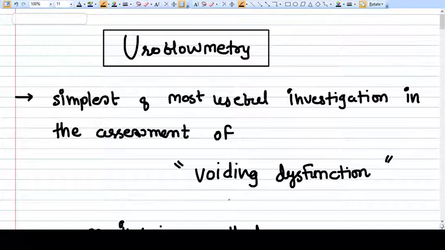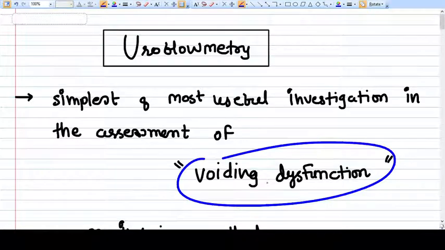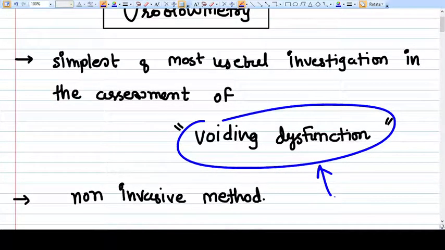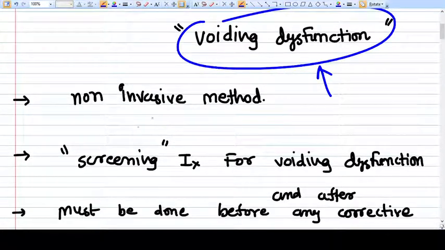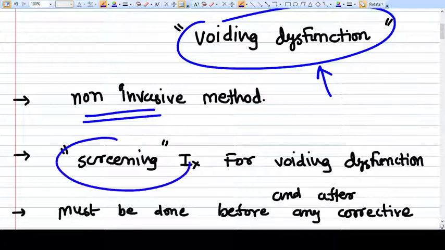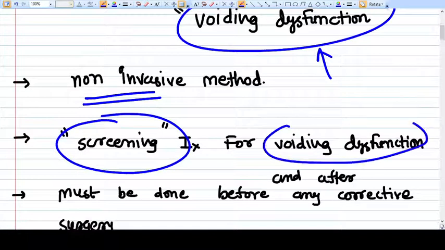Hello everyone, we are starting our series on urogynecology with this first video, and that is uroflowmetry. What is uroflowmetry? It is the simplest and most useful investigation for assessment of voiding dysfunction. So what we are going to diagnose here is voiding dysfunction. It's a non-invasive method.